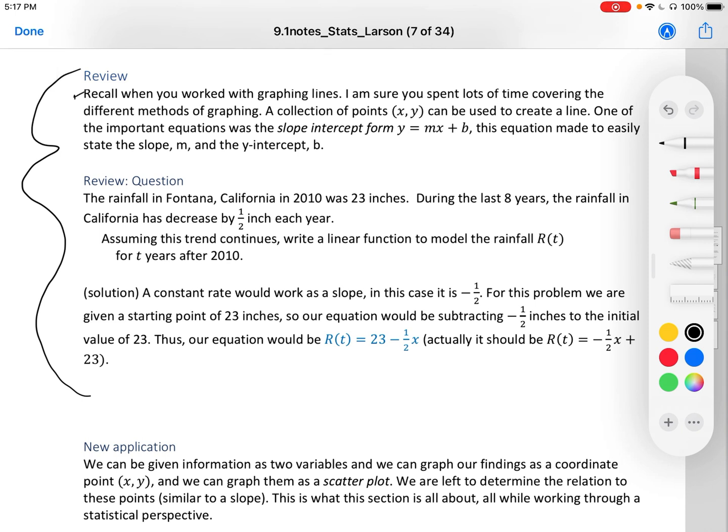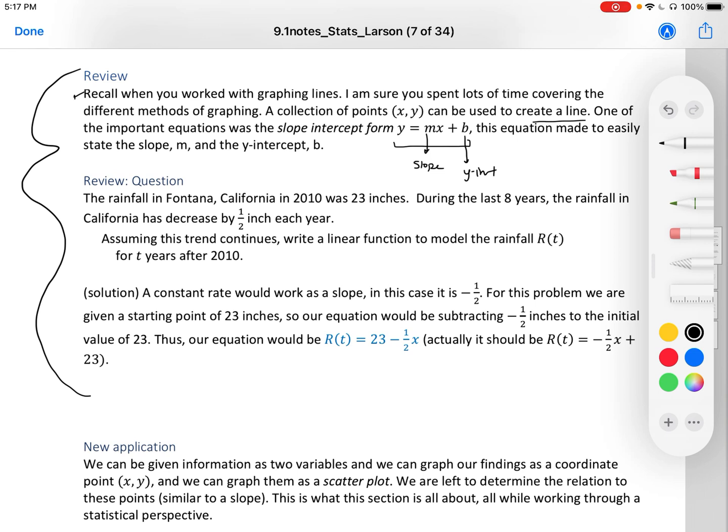So to begin, recall when you work with graphing lines. I'm sure you spent lots of time covering the different methods of graphing. A collection of points x, y can be used to create a line. One of the important equations was the slope-intercept form, which was y equals mx plus b. This equation is made to easily state the slope and the y-intercept. So this m would be your slope, and this point is your y-intercept.